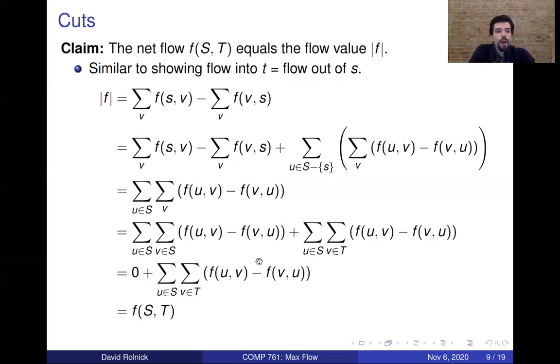So now we know that the flow across any cut is the same as the value of the flow overall. Makes sense.